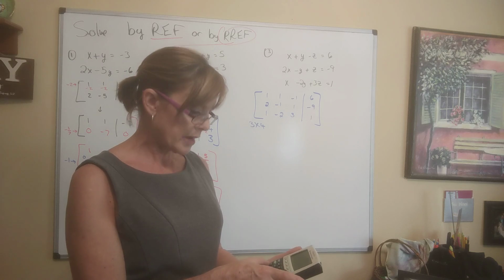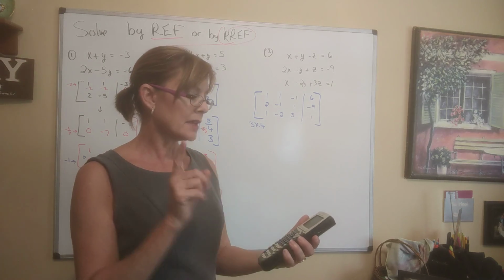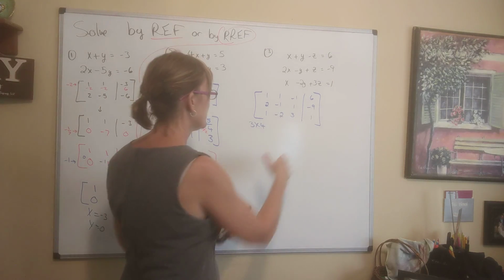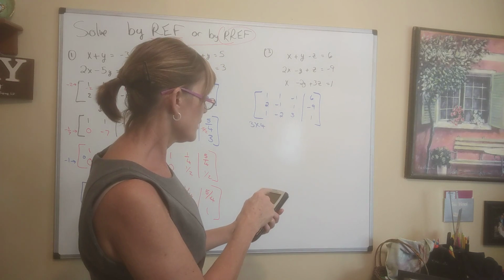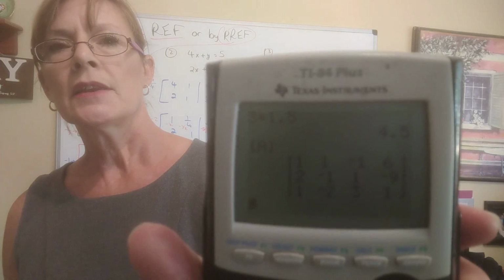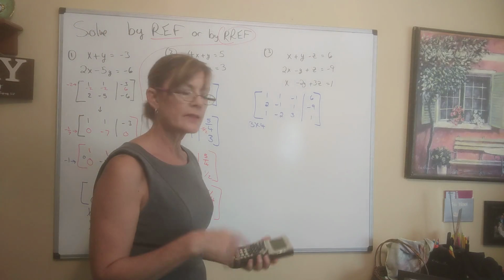Hit second matrix, and I entered mine in A, so I hit select 1 and then enter, and it's going to display my matrix. I say 1, 2, 1, 1, negative 1, negative 2, negative 1, 1, 3, 6, negative 9, 1. Okay, so I checked that I entered it correctly, because if I didn't, it's all going to be wrong. So double check that.